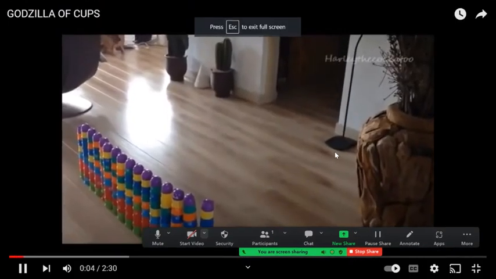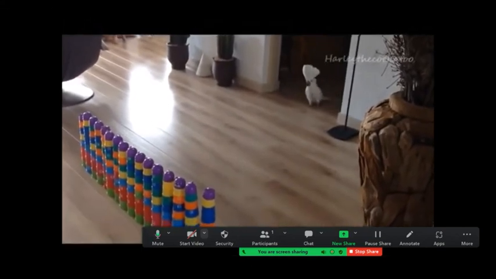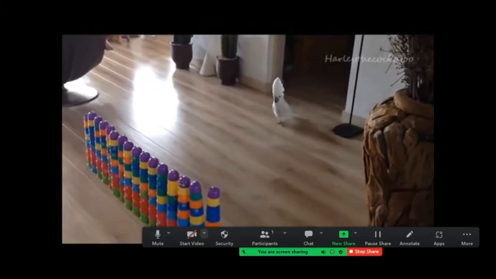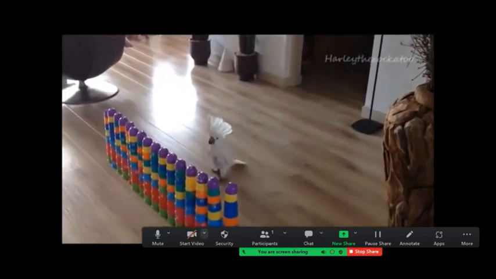So just to demonstrate a psittacopasserine bird's capacity to be kind of a dick. Here it comes.